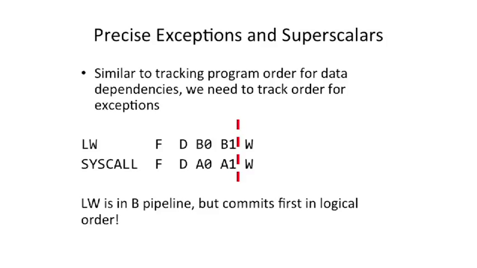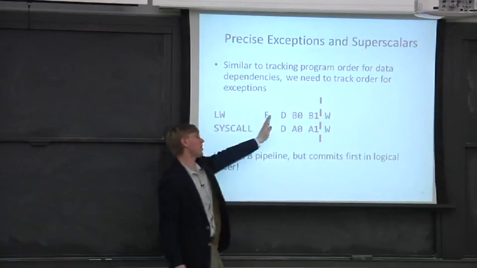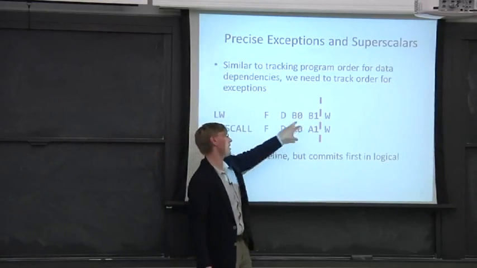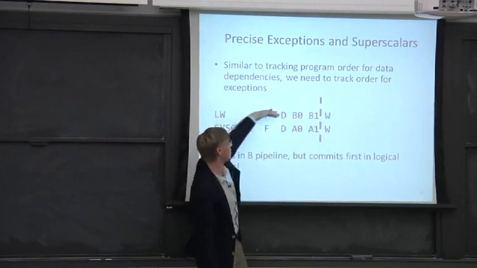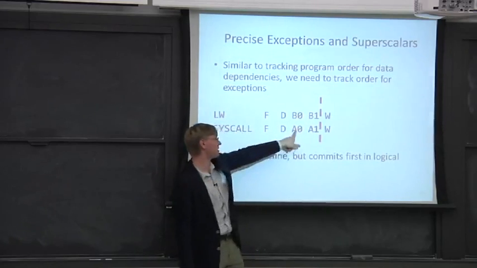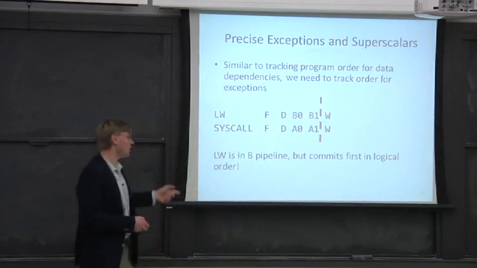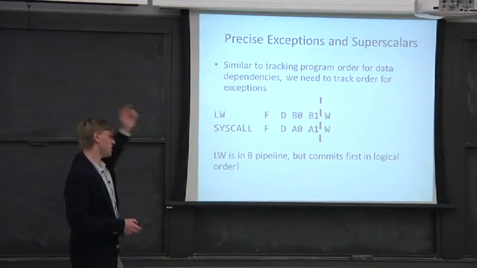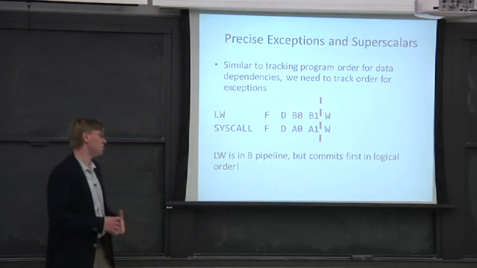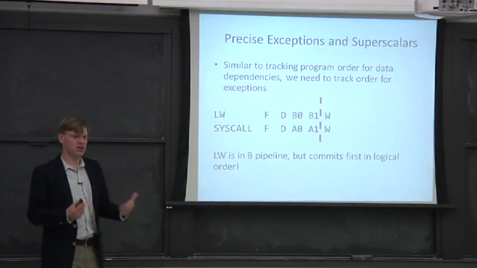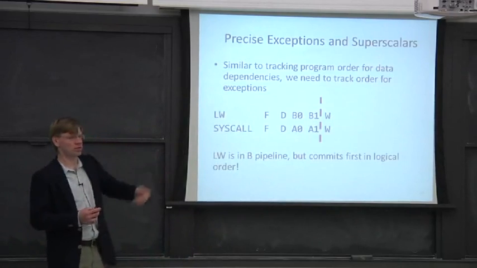And one of the interesting questions here is this load word, which is going to go down the pipe. If we fetch these two at the same time, and they start marching down the pipe, so this is our pipeline diagram, we fetch at the same time, we decode at the same time. The load has to go to the B pipe, so it ends up in B, and the syscall ends up in the A pipe. Well, what does this exactly mean if the load is in the B pipeline, but it takes an interrupt and it commits in order first?